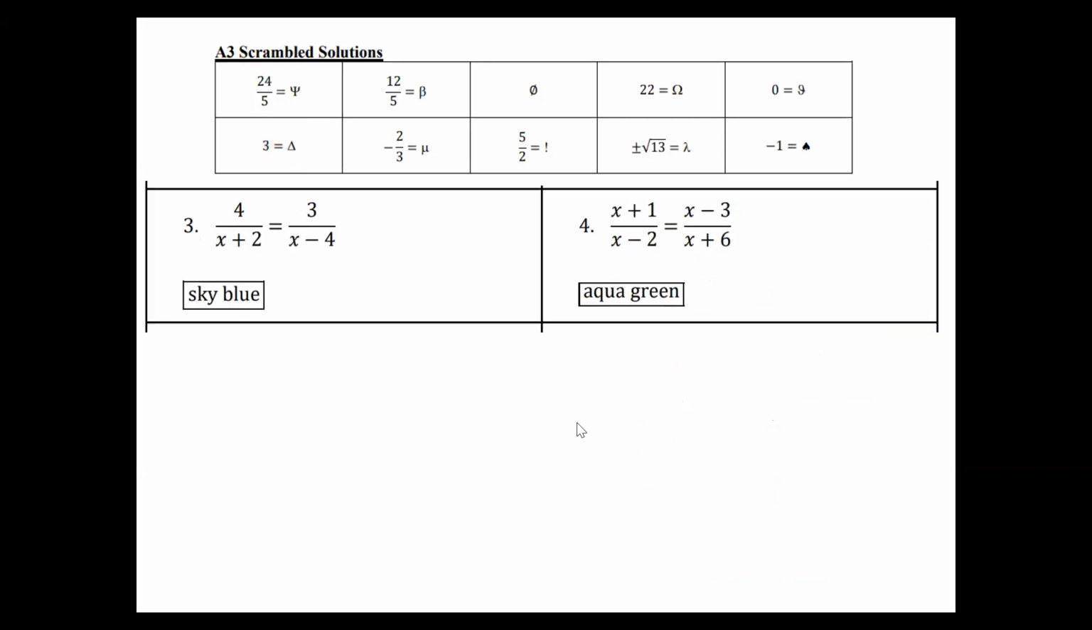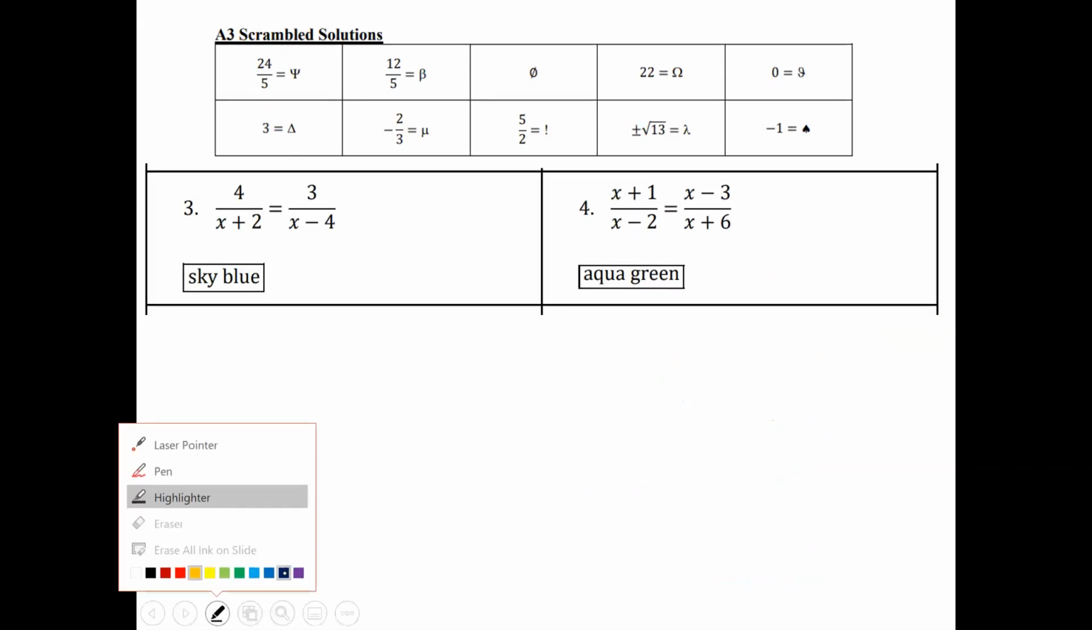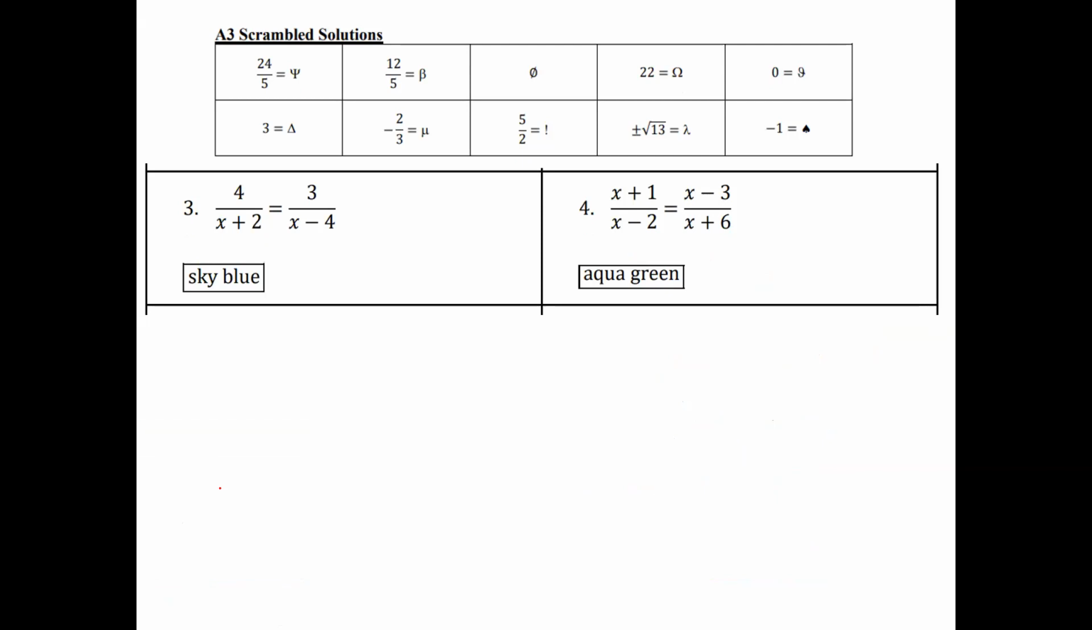Okay, for number 3 and number 4, you need sky blue again, and then also you need aqua green. So I'm going to do question number 4 with you guys, and then I'm going to have you guys do question number 3 on your own. Okay, so take a look at number 4. For number 4, notice that you have x minus 2 and x plus 6. So this is the one where you need a common denominator.